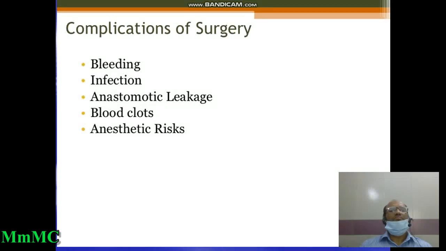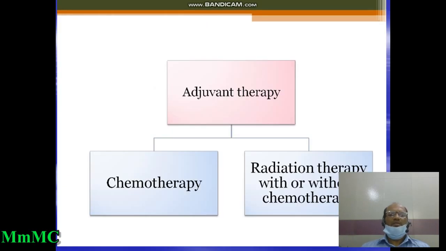What are the complications of surgery? Bleeding, infection, anastomotic leakage. That is very dangerous. Our Humayun Ahmed actually died of this anastomotic leakage. Blood clot and anesthetic risk. Adjuvant therapy is chemotherapy, radiotherapy with or without chemotherapy. It may be given neoadjuvant. Nowadays, the protocol is once the patient is diagnosed with carcinoma rectum, we should start neoadjuvant therapy, radio and chemotherapy. Then the patient is ready for surgery and completes the adjuvant therapy.